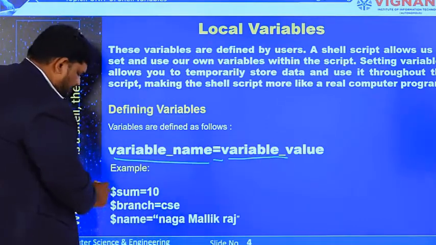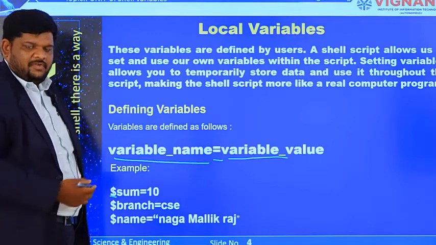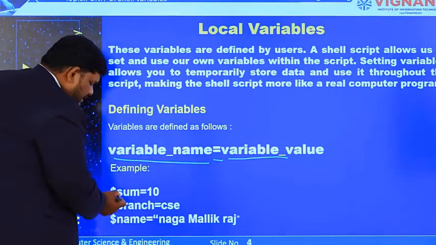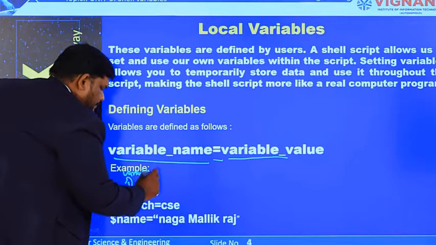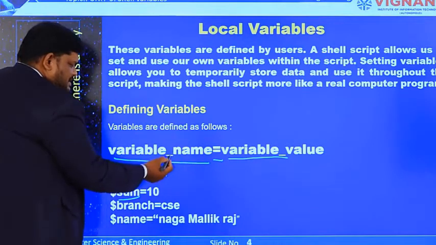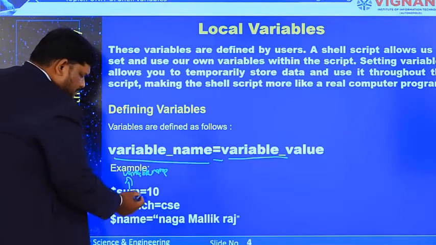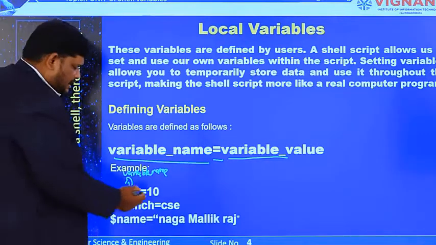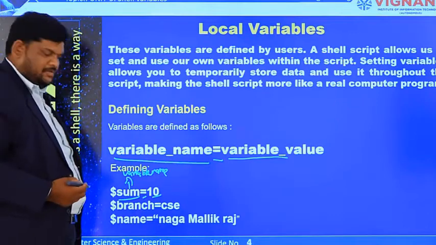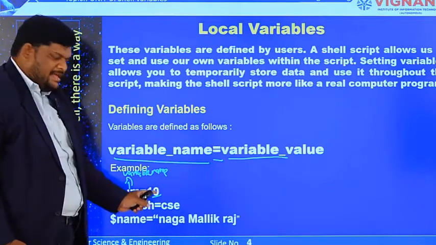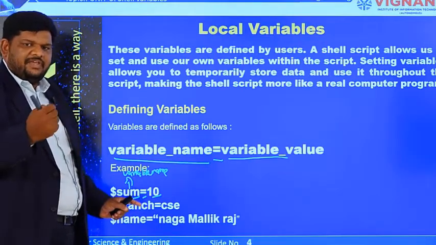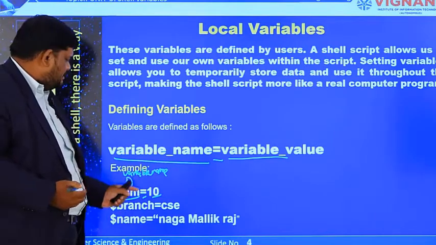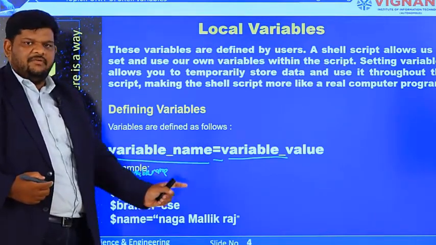Here the syntax is variable name is equal to value. The dollar indicates the shell prompt. We are using the Bourne shell here, and after that sum is the variable name. We already know the syntax is variable name is equal to variable value. The equal to is the assignment operator, and after that 10 is the value. So the value 10 is assigned to the variable named sum. When you access sum, we get the value 10.